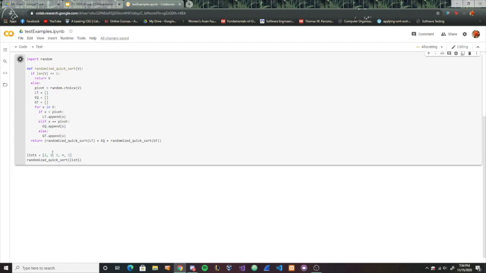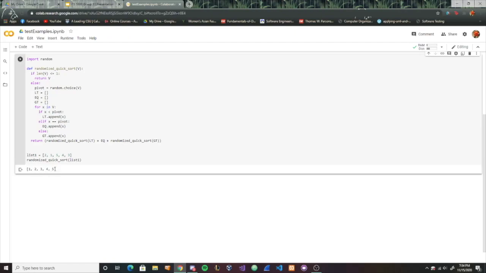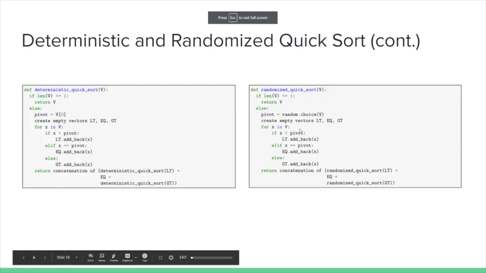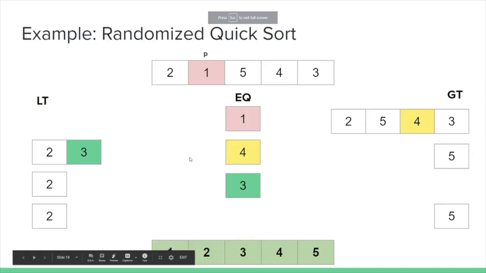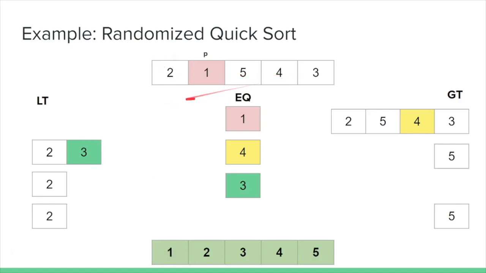If I run it, it'll sort this inputted list 2, 1, 5, 4, 3 accordingly. Let's go into more depth about how this algorithm works. We have a list of inputs, 2, 1, 5, 4, 3, and we want to sort this list. First, for randomized quicksort, we pick the pivot randomly. So let's choose 1 randomly from the list as the pivot.